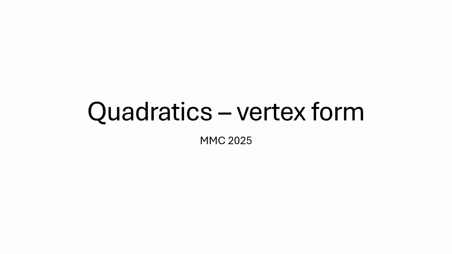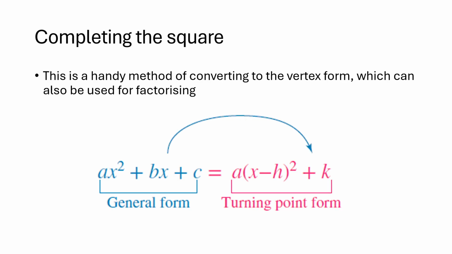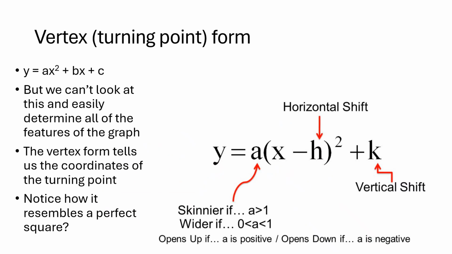Hi folks, in this video we're going to continue on from what we did in completing the square. For completing the square, we learnt how to take a quadratic in the general form here and convert it into the vertex or turning point form. And the reason why we do this is because it is much easier to graph.